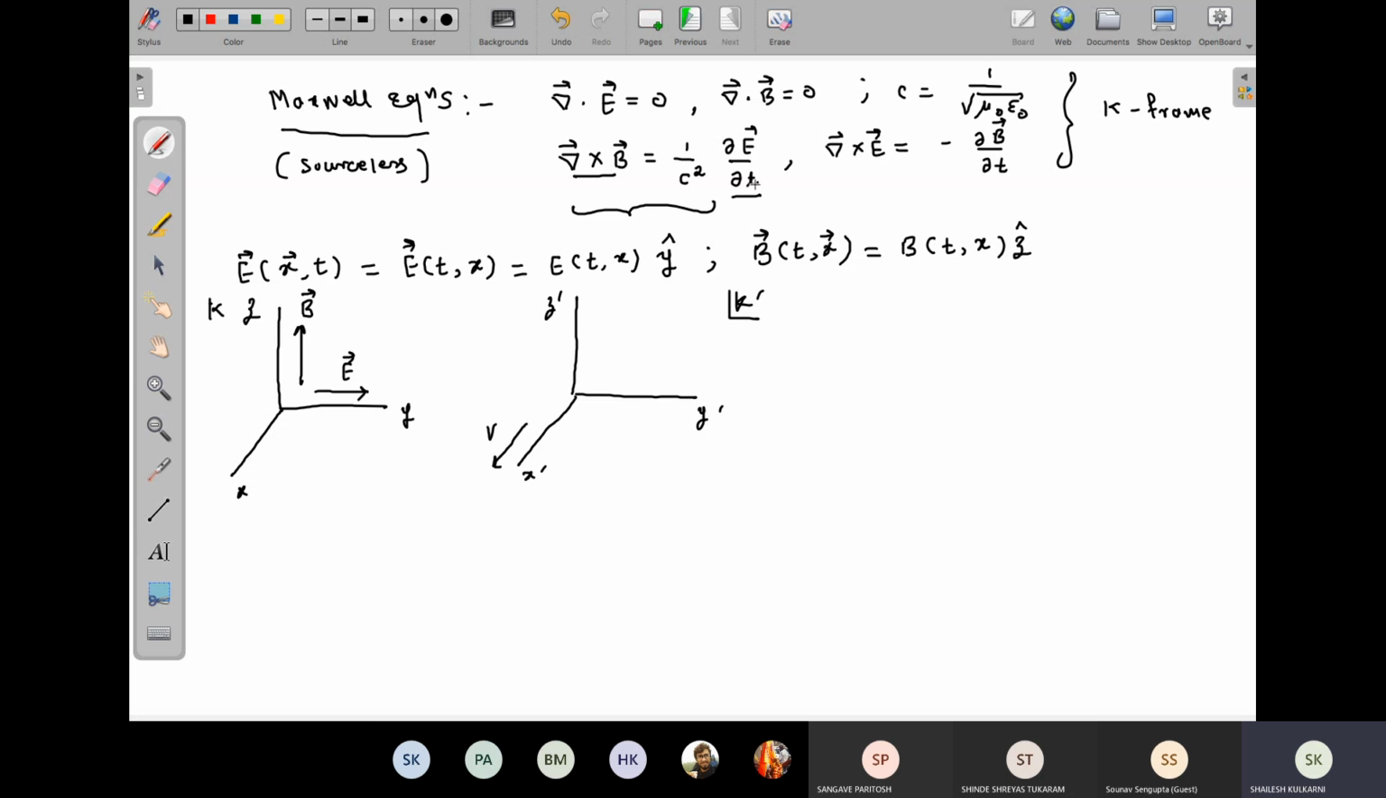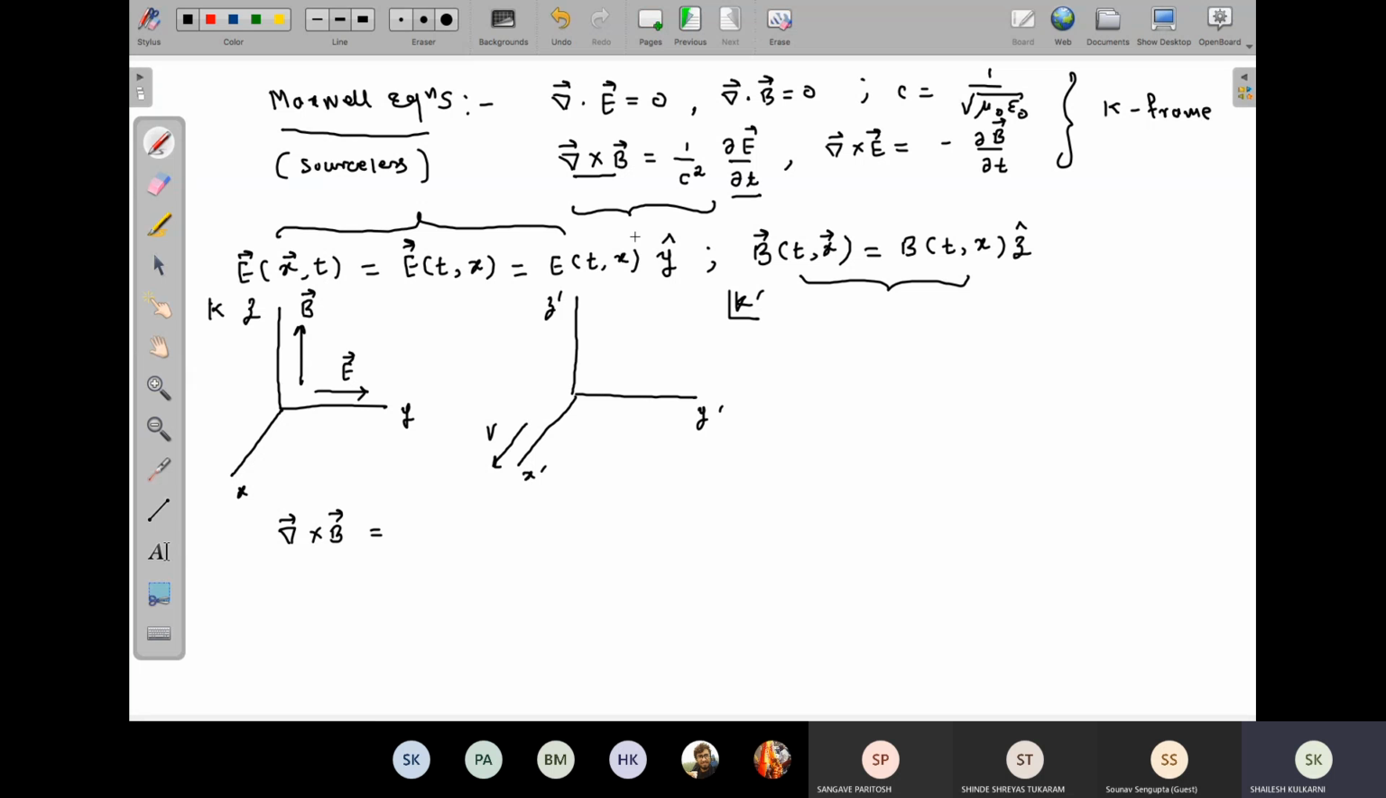Okay, fine. So let us first see how, since I have assumed this simplified form of electric field and magnetic field, what will be the curl? I am considering this equation. So curl of B. What will be the curl?